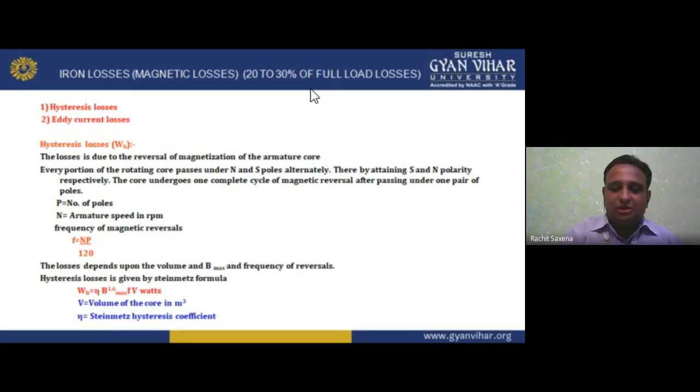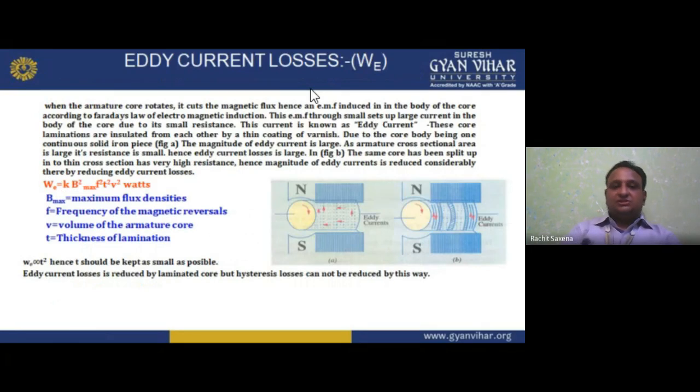I hope you understand. Now moving forward, eddy current losses. Now see, what are eddy current losses, why do they take place, and how can we remove them. One thing, my dear student, if I want to eliminate the hysteresis loss, then we can use silicon steel. Now when the armature core rotates like this, it cuts the magnetic flux, hence an EMF is induced.